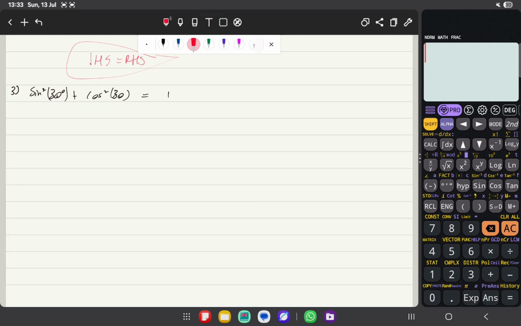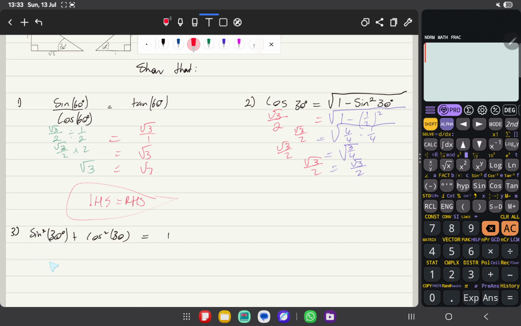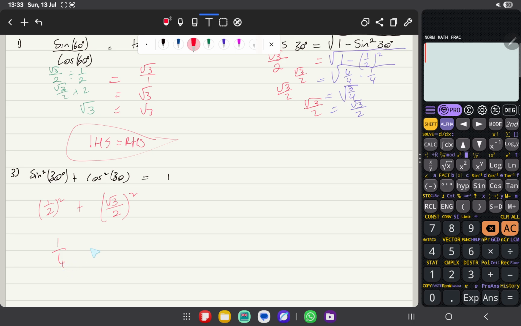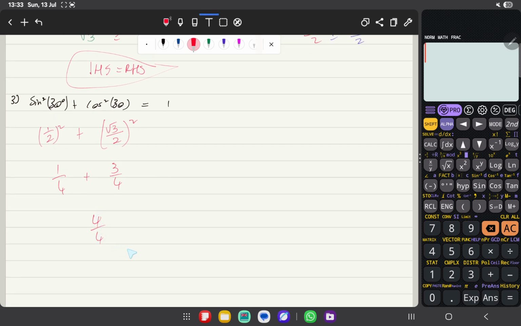Let's see what we have here. Cool. So sine 30, we know that is 1 over 2, and it is being squared. Cos 30 is square root of 3 over 2, and this is also squared. So we have 1 over 4 plus 3 over 4, and then we have 4 over 4, which is 1. And it will always be equal to 1, we have proven.